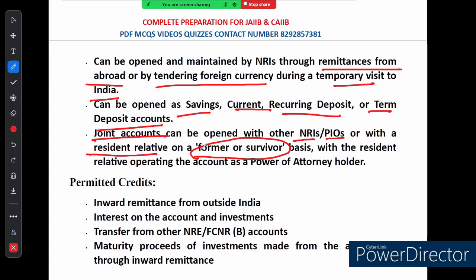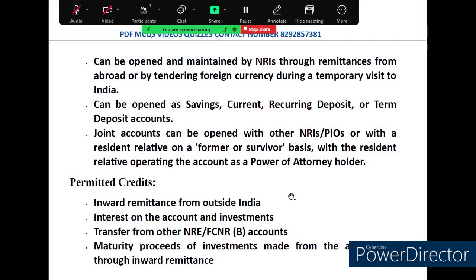So to open an NRI account, you will need to fill the right form, sign an undertaking about your residency status, and provide documents like your passport, visa and employment certificate. This account can be funded by remittance from abroad or foreign currency brought during a visit to India. You can choose the type of NRI account that suits you. Next, we will see what transactions you can do with an NRI account, that is called permitted credit.